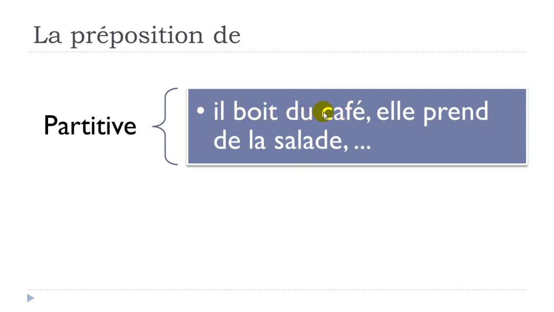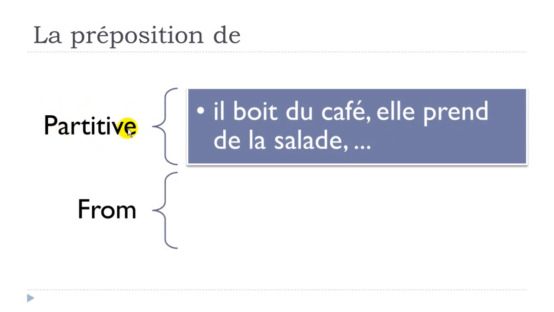Il boit du café. And then another example. Second example, elle prend de la salade. Okay, prendre is to take, de la salade, some salad. Okay, so elle prend de la salade. Okay, first use of this preposition de, it's this partitive concept.